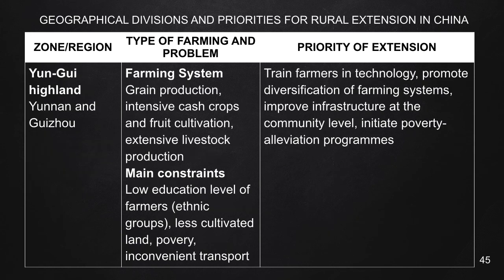For the Yungui Highland, that includes Yunnan and Guizhou, the farming system includes grain production, intensive cash crops, fruit cultivation, and extensive livestock production. The main constraints for this region are low education level of farmers because the majorities are ethnic groups, less cultivated land, poverty, and inconvenient transport. So the priorities of extension are to train farmers in technology, promote diversification of farming systems, improve infrastructure at the community level, and initiate poverty alleviation programs.